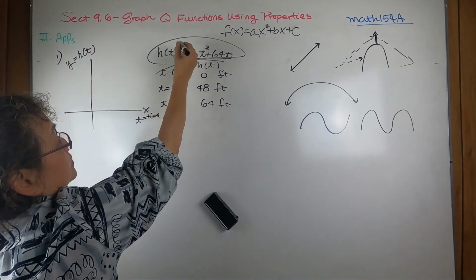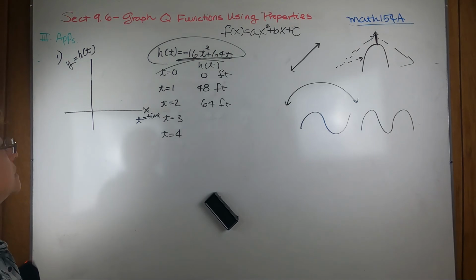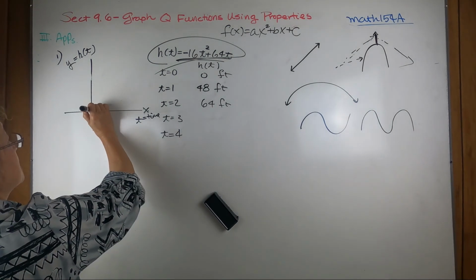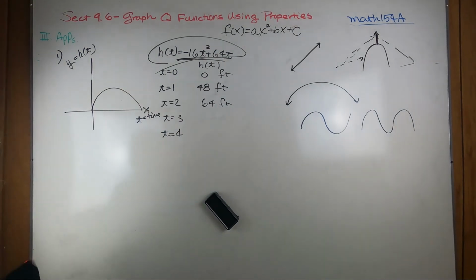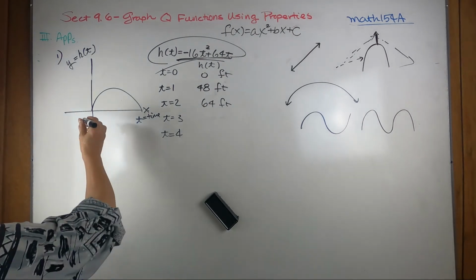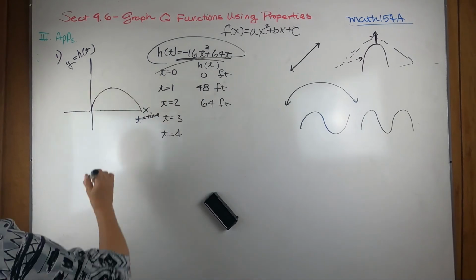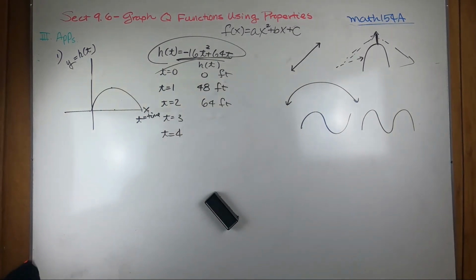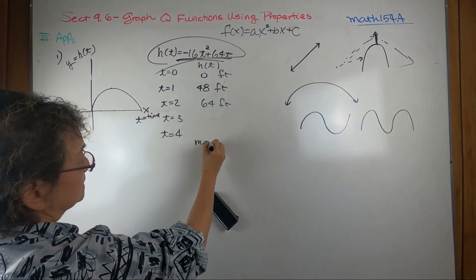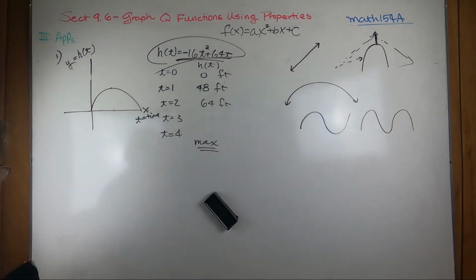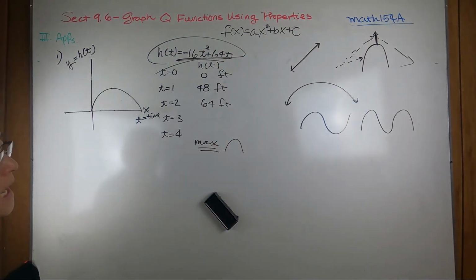Started from a negative coefficient, so it opens down. So the curve looks like this, right? (0, 0), (1, 48), (2, 64), things like that. Then we say, what was the question? What is the maximum height? So it opens down, so it has what? Max. Right? Because it opens down.